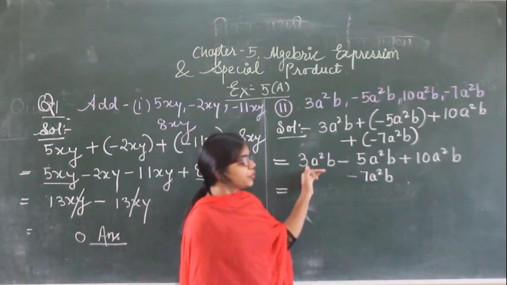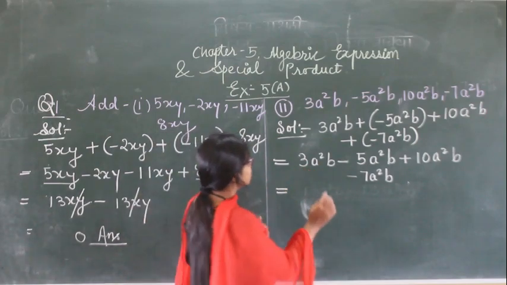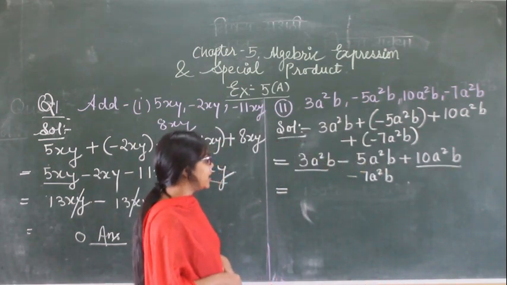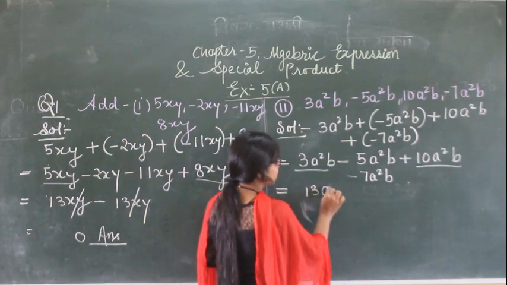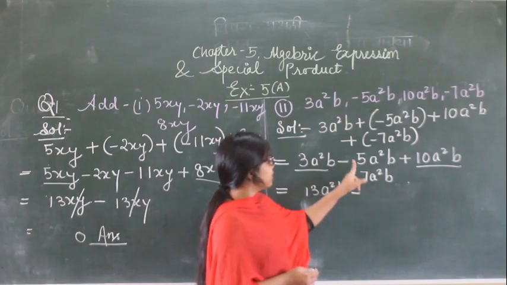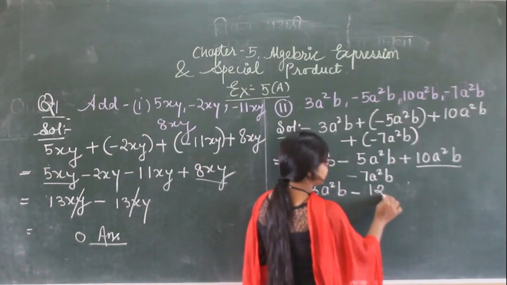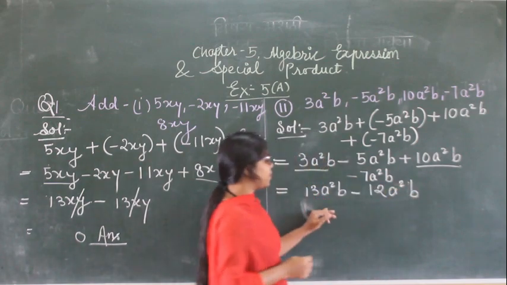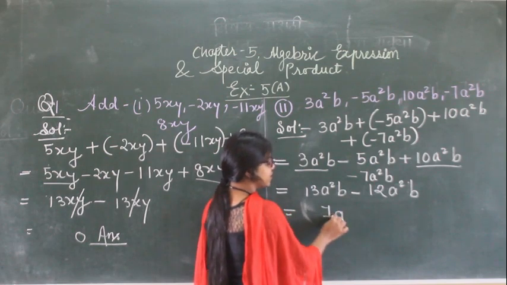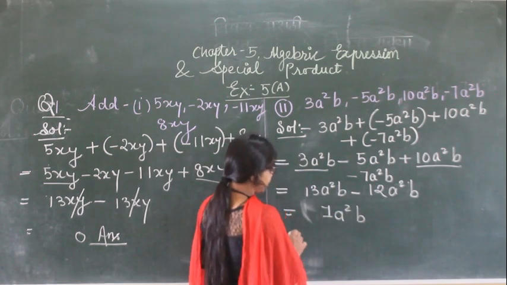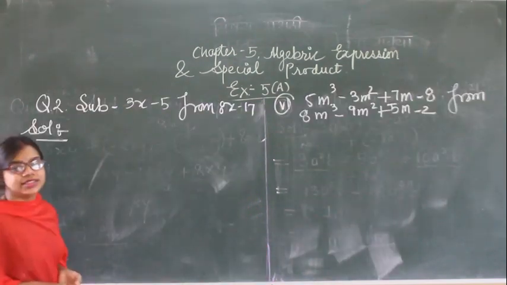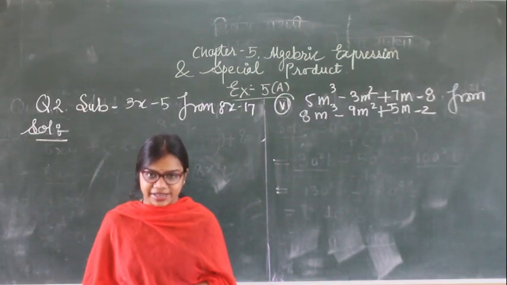So after opening the bracket, we have to simplify this. This 3a square b and 10a square b, both are additions, so I'm going to add this. This will be 13a square b. Minus minus is plus, so 7 plus 5 is 12a square b. So I'm subtracting here, you will get 13 minus 12 is 1 and a square b, or you can write this as a square b. This is the answer.